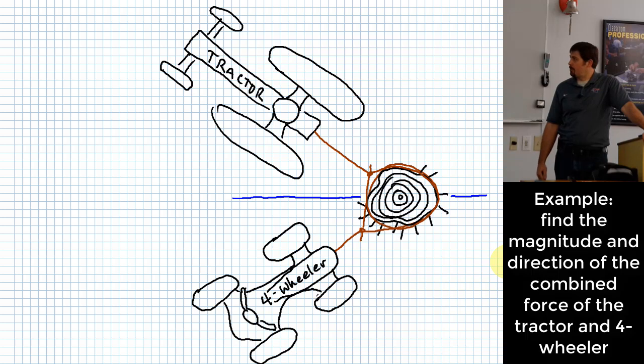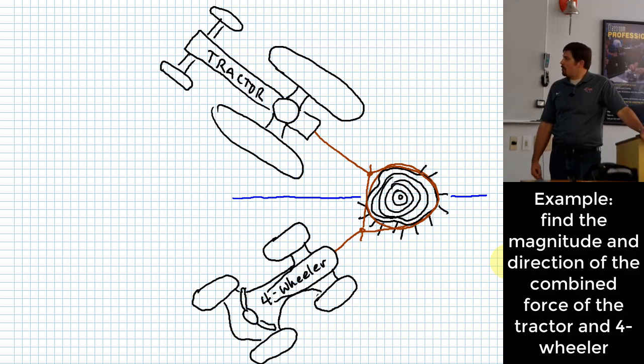So this time we're trying to pull out a stump. And so we have our John Deere tractor backed up to the stump, and we have a chain or rope wrapped around the stump. And we've also pulled out our four-wheeler, and we're attaching it to the stump. We're going to try to pull that stump out.